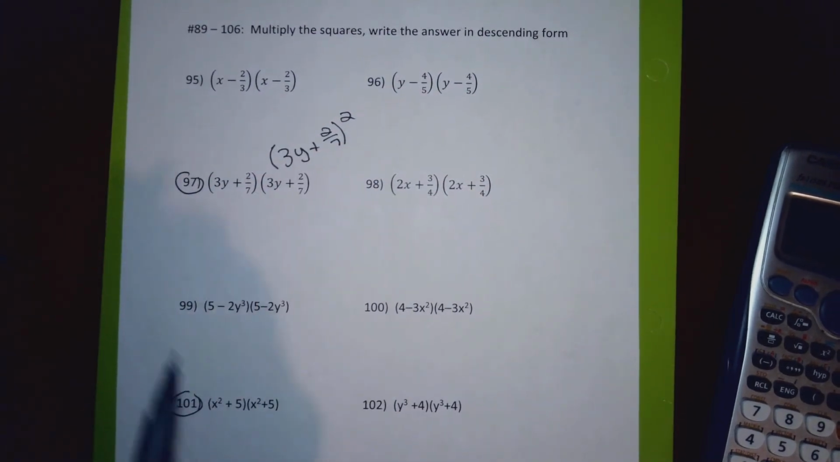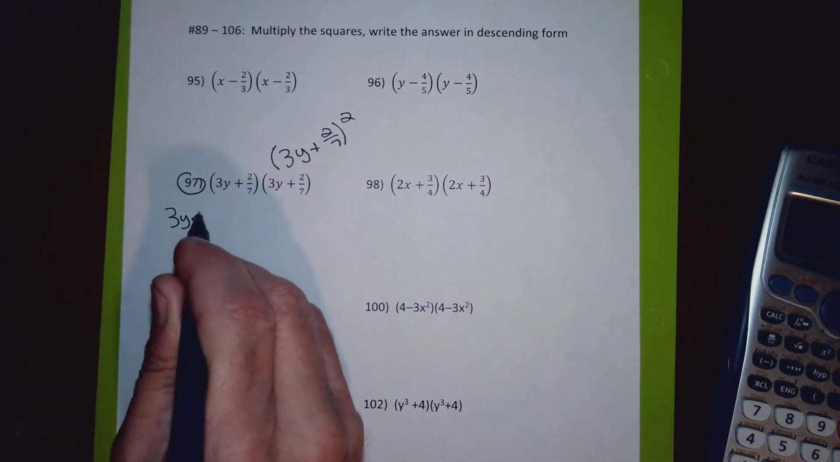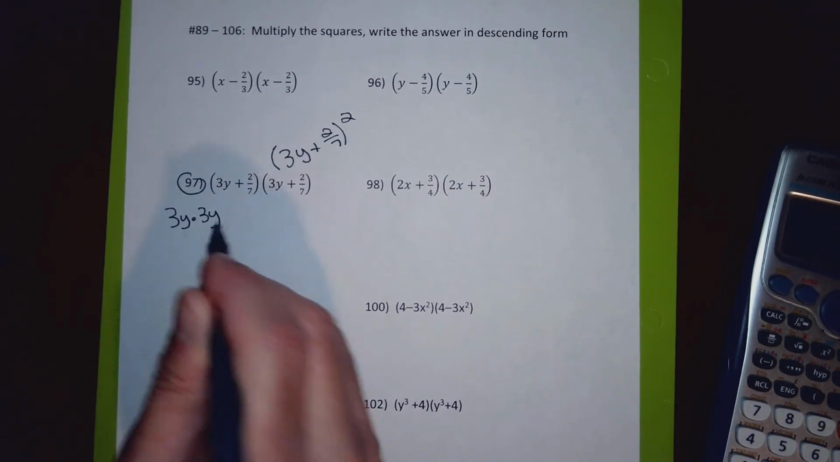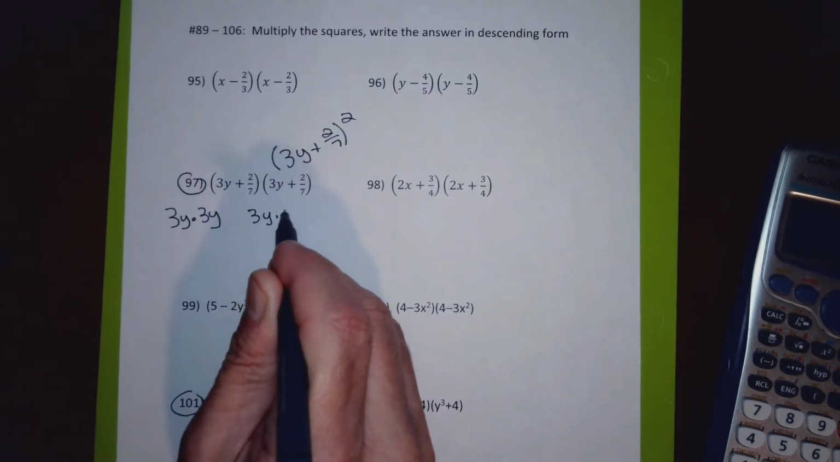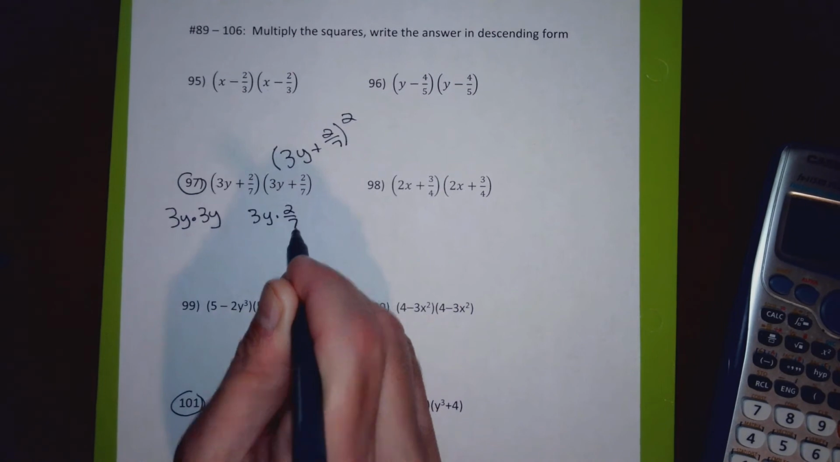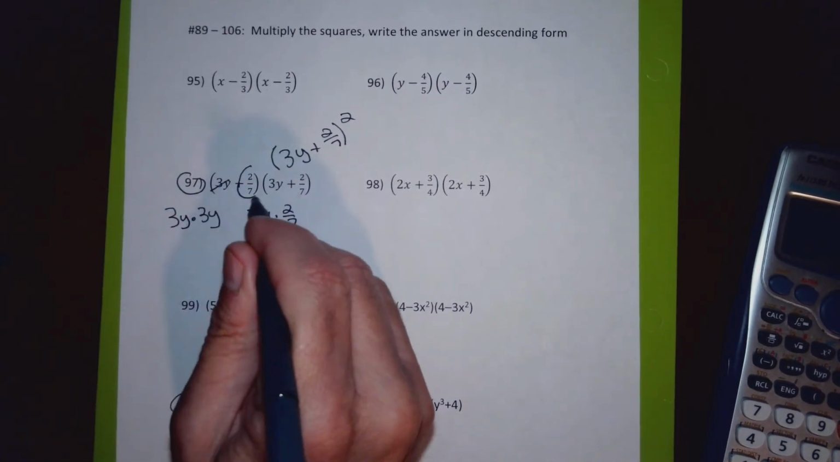So four multiplications. First multiplication, take the 3y in the left parentheses, multiply it by the 3y in the right parentheses. Take the 3y in the left parentheses, multiply it by 2/7 in the right parentheses. Done with the 3y, move on to the 2/7.